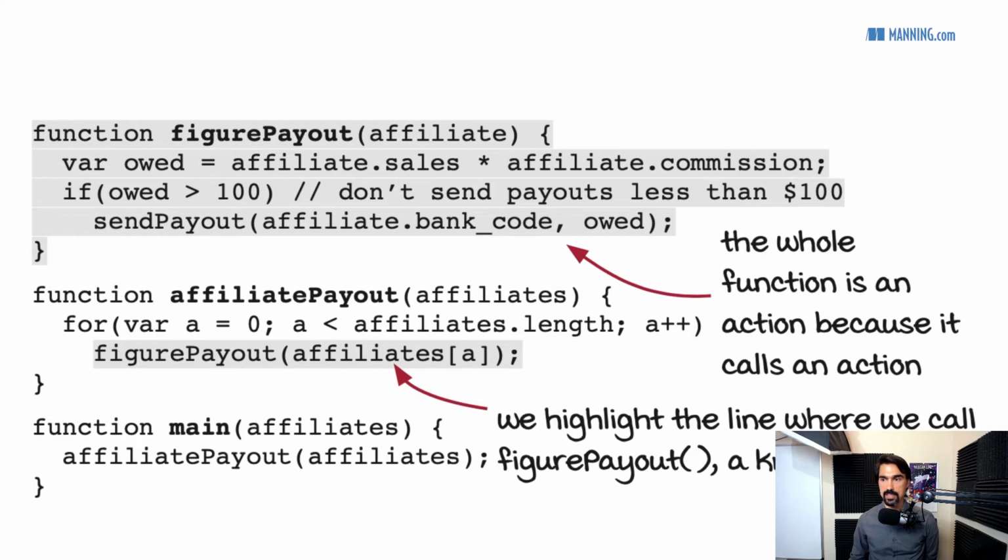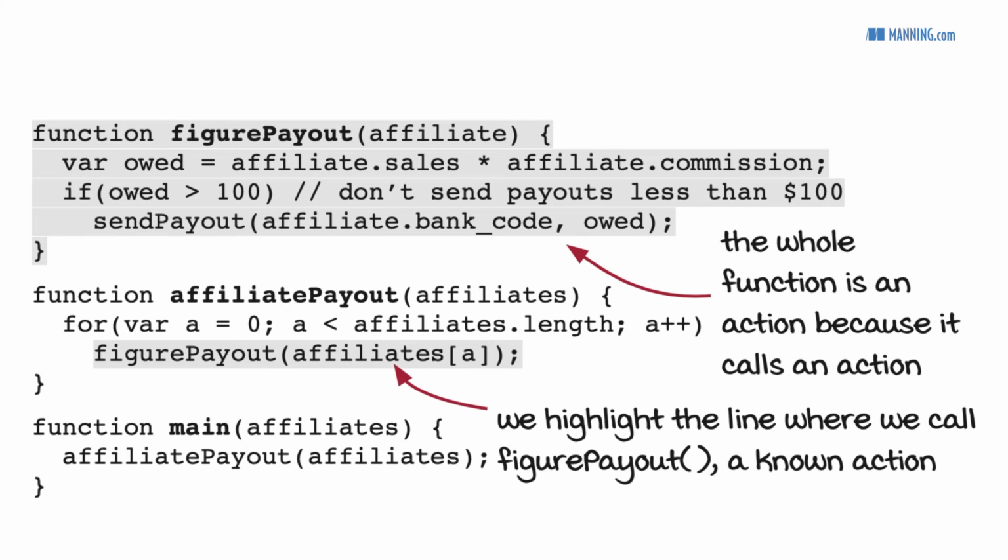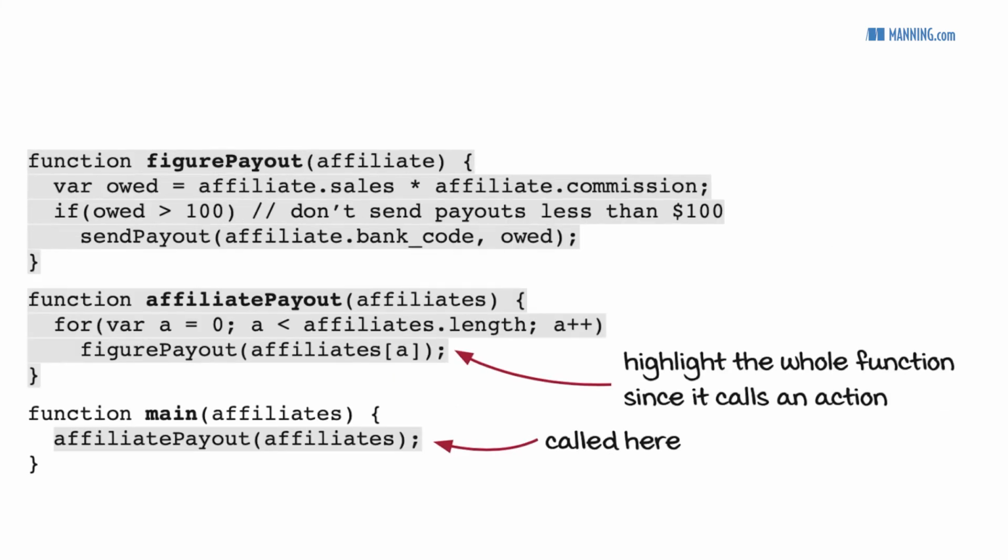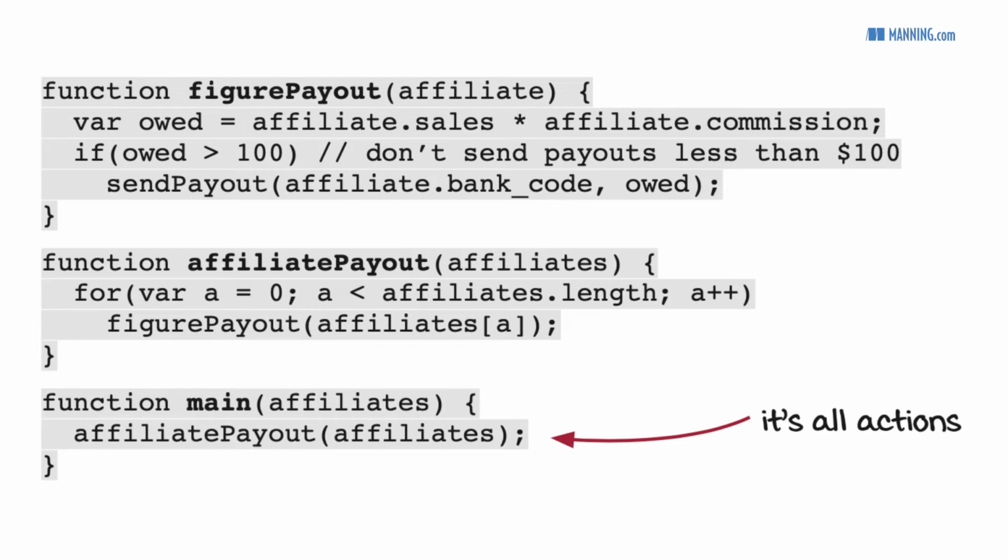Oh, sorry, you can't read that down there. We can continue recursively applying this rule. And of course, affiliate payout is an action because it called the action. And so now we have to highlight affiliate payout in main. And then, all right, now main is an action and nothing calls main, so we're done. But the thing is, it's all actions. You have actions at the bottom of your call stack, the top of your call stack. Everything under that, all the way to main, is going to be actions.